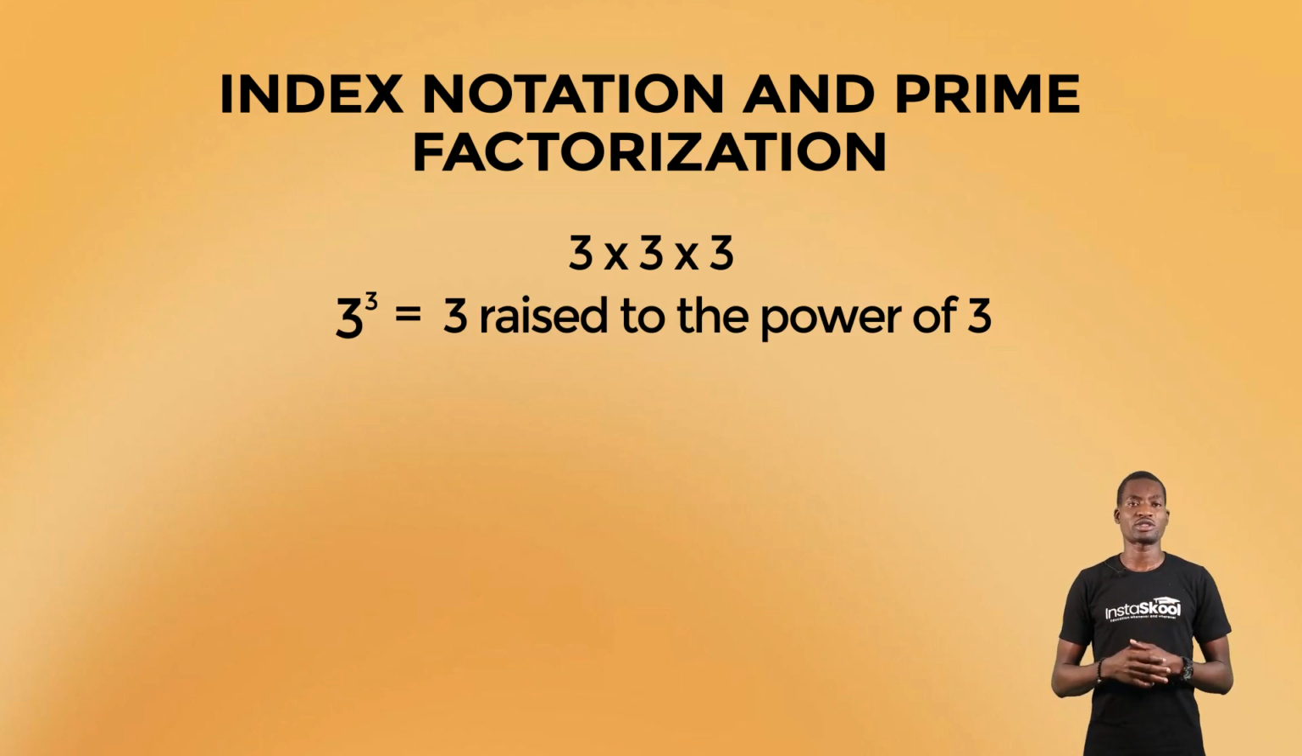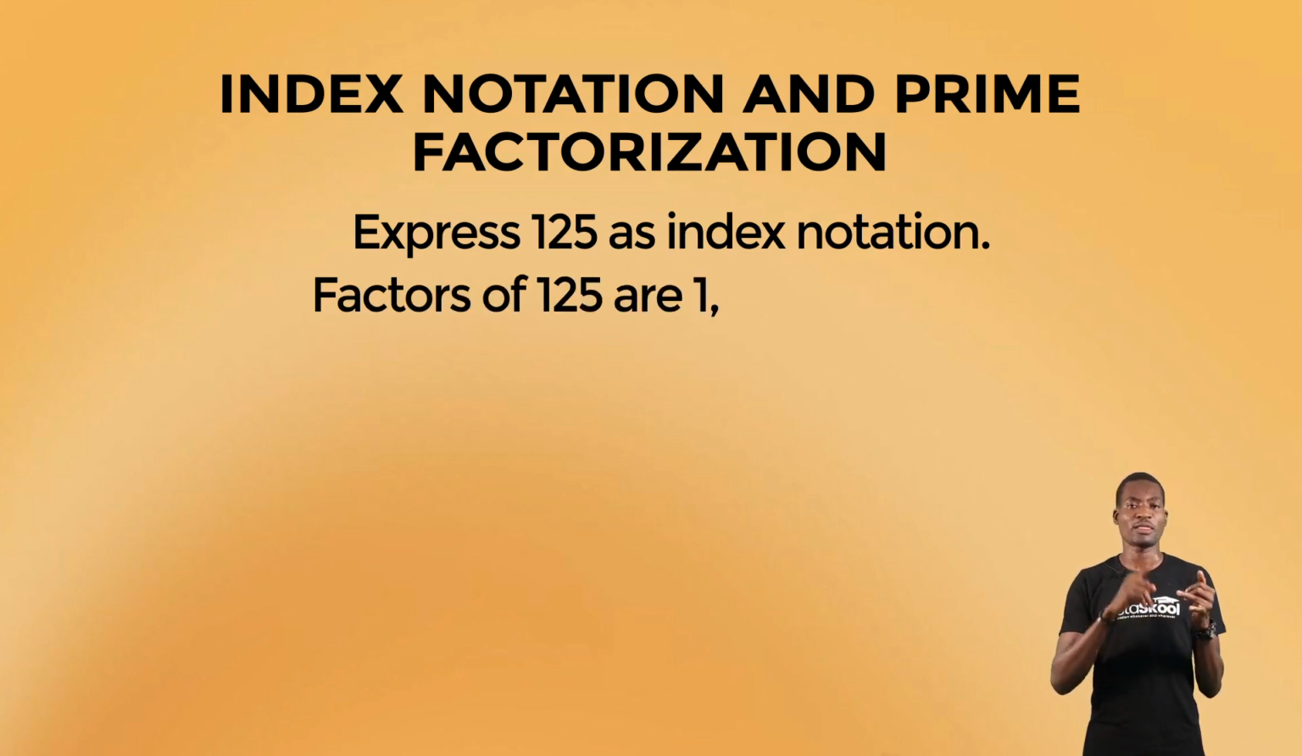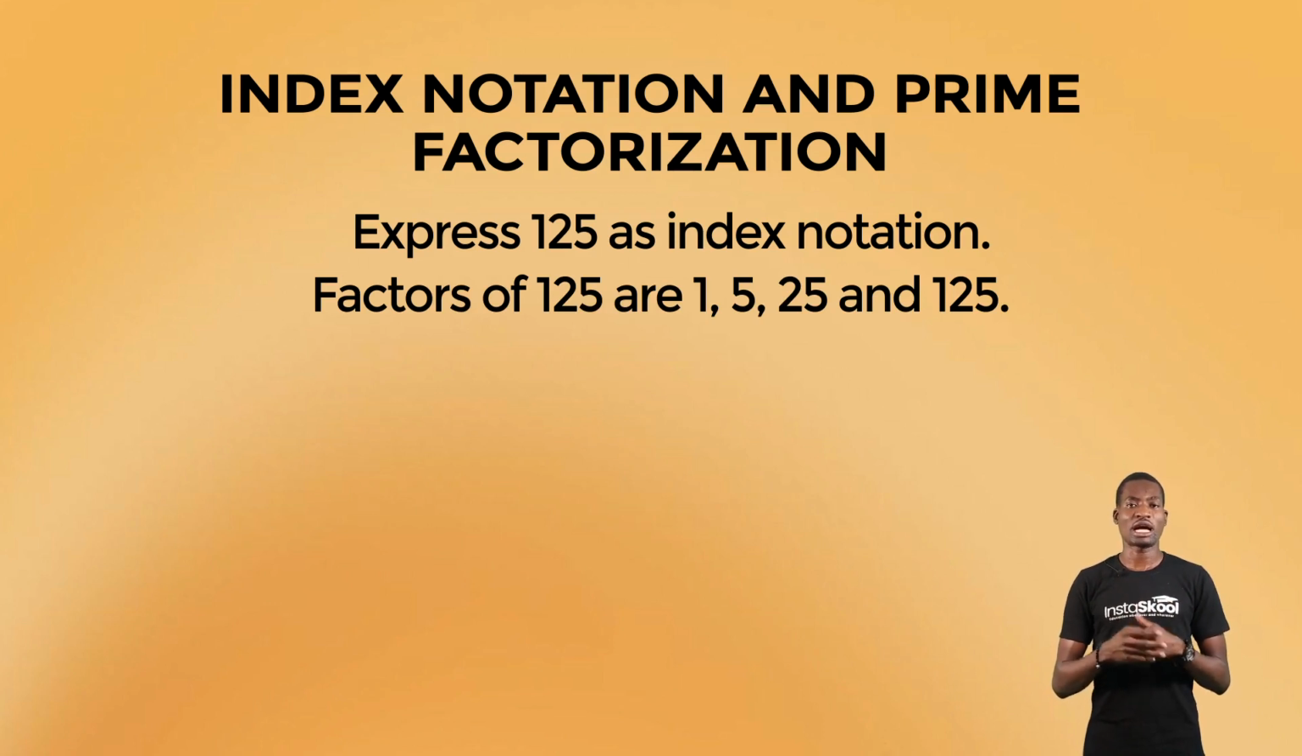I'm trying to express 125 as index notation. How do we do that? First off, we have to write out all the factors of 125. And the factors are 1, 5, 25, and 125. An easier way to start the calculation is by picking two of the factors that multiply each other such that we arrive at 125. So I start with 5 multiplying 25.